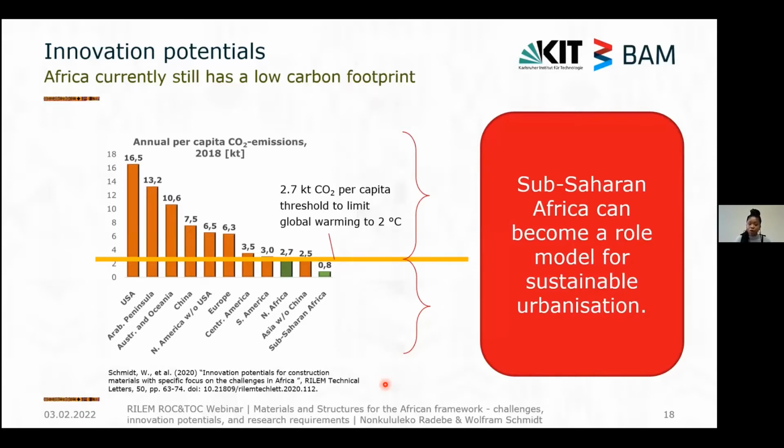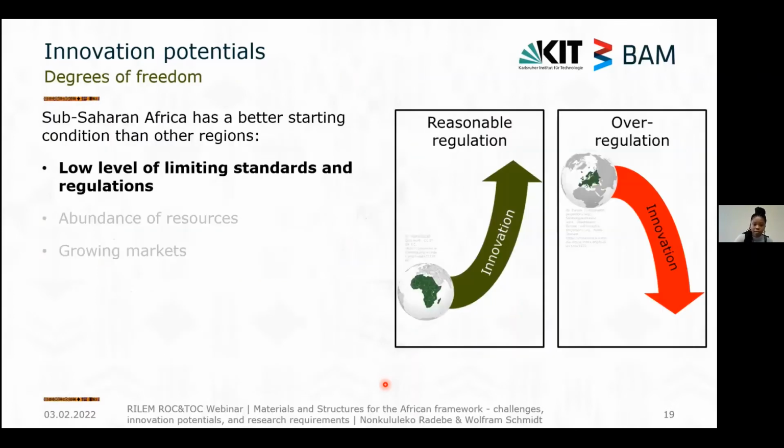It has a very low carbon footprint, and it's also below the threshold that will reach the 2-degree increase in global warming. So really, Africa is at the helm, and it can be a role model for many of the other more developed countries when it comes to sustainable urbanization. So this is a huge potential.